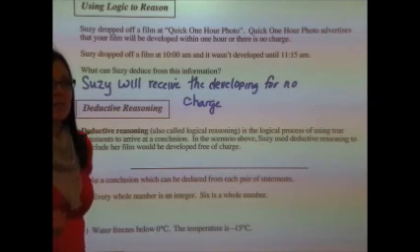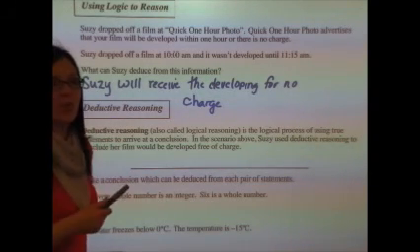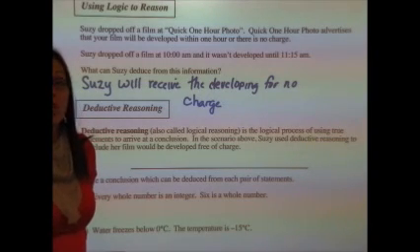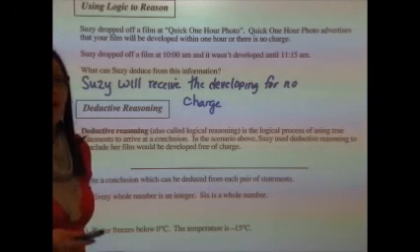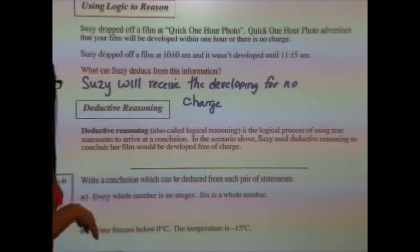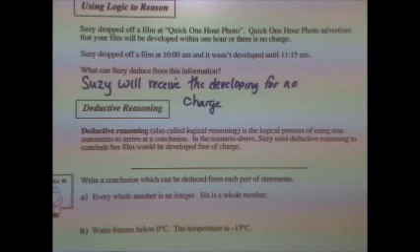It's like a pizza place saying that they will have your pizza to you within half an hour or it's free of charge. If it's more than half an hour, the conclusion that you can draw from that is that you're going to get it for free. So deductive reasoning or logical reasoning is the process of using true statements to arrive at a conclusion.